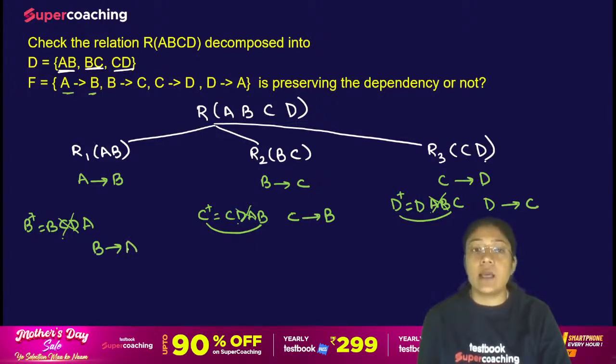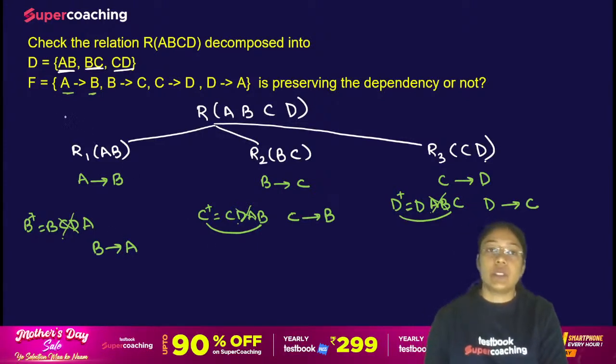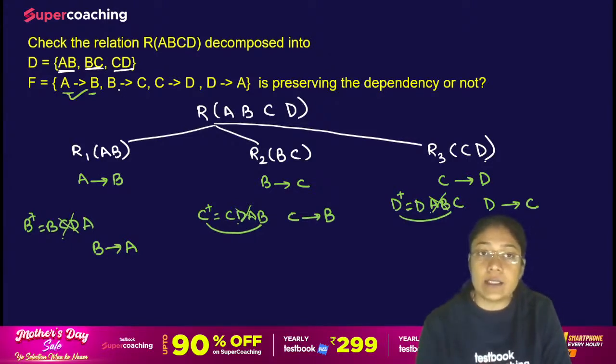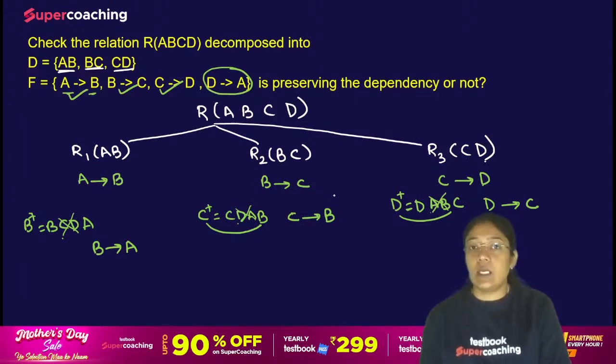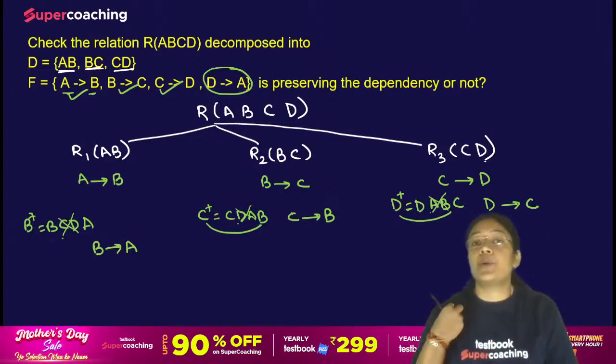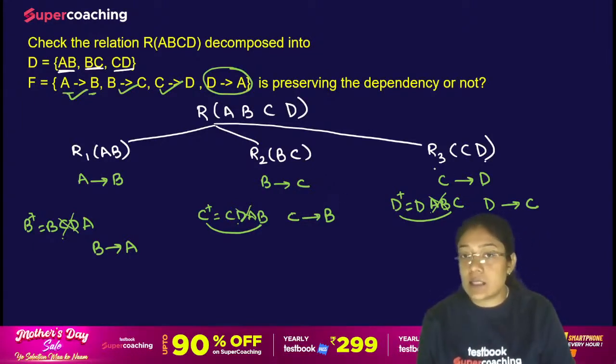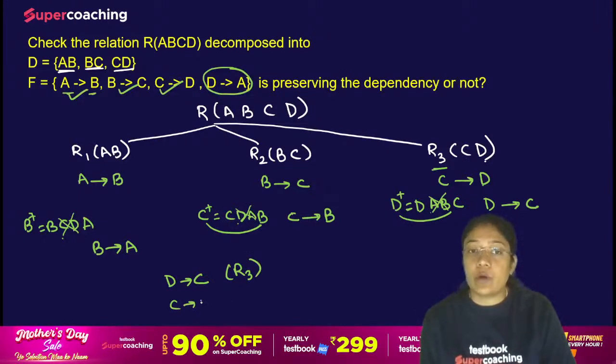Now, if you see here, these dependencies are directly mapped. Problem किस में आ रही थी? D determines A. If you see here, this is indirectly preserved. Indirectly कैसे? R3 is supporting D determines C. This is supported by R3. C determines B is supported by R2, and B determines A is supported by R1.